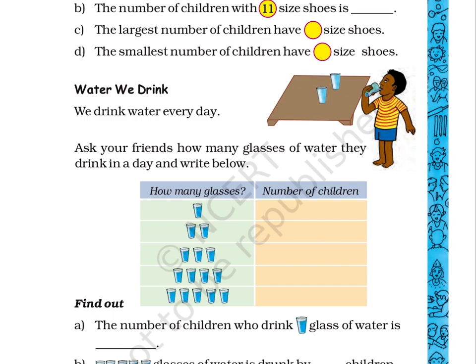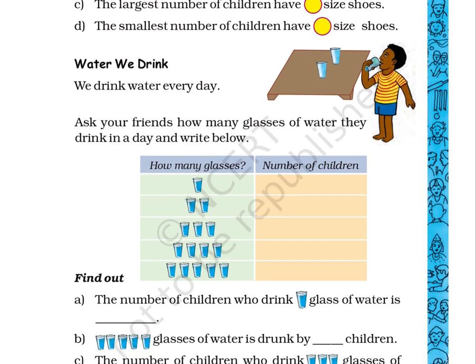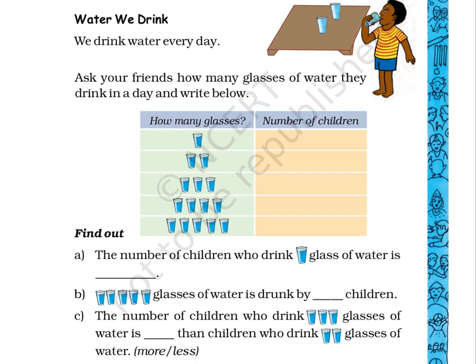Activity. We drink water every day. Ask your friends how many glasses of water they drink in a day and write below. There is a table with two columns and 5 rows. Column 1 is for how many glasses and column 2 is for number of children.